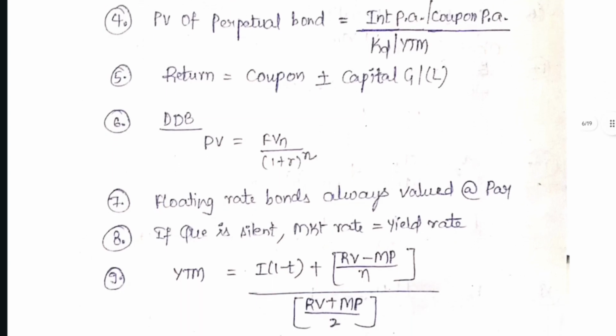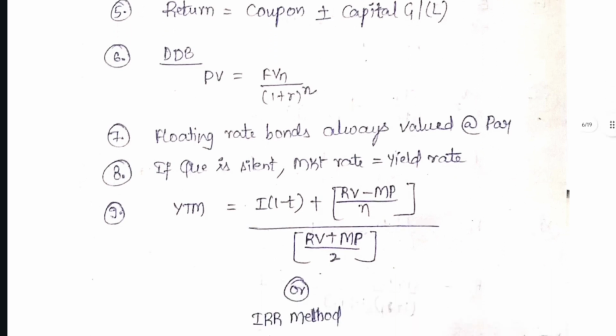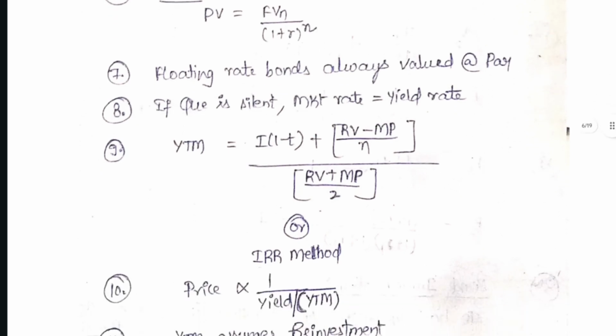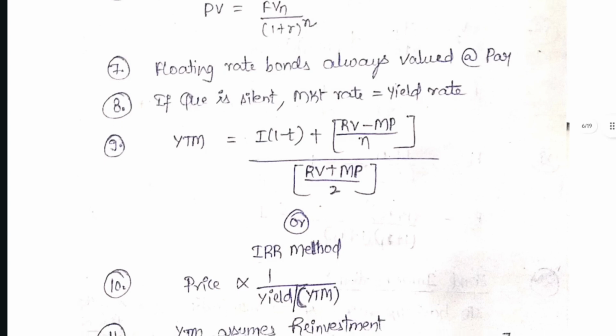In case of deep discount bonds, present value equals future value for n years divided by (1 plus R) whole to the power n. Floating rate bonds are always valued at par. If the question is silent, market rate equals yield rate. How to calculate approximate YTM? [Capital A into (1 minus T) plus (RV minus MP) divided by N] whole divided by (RV plus MP) divided by 2. Or follow the IRR method for calculating accurate YTM.